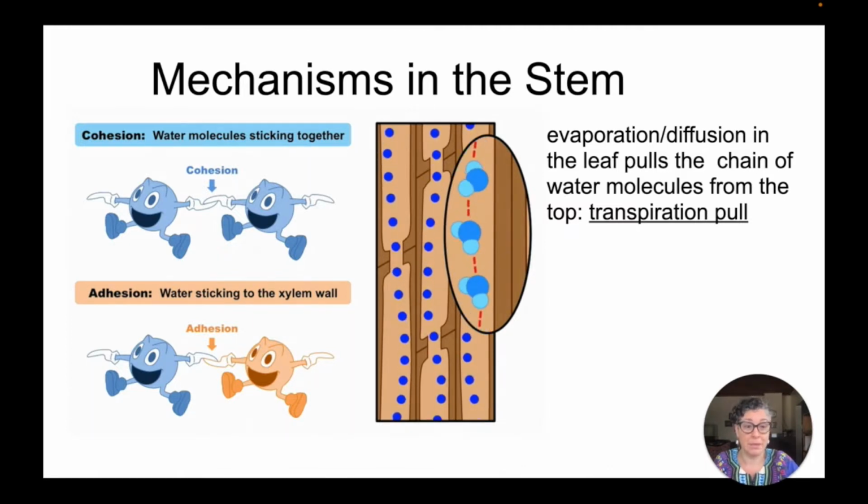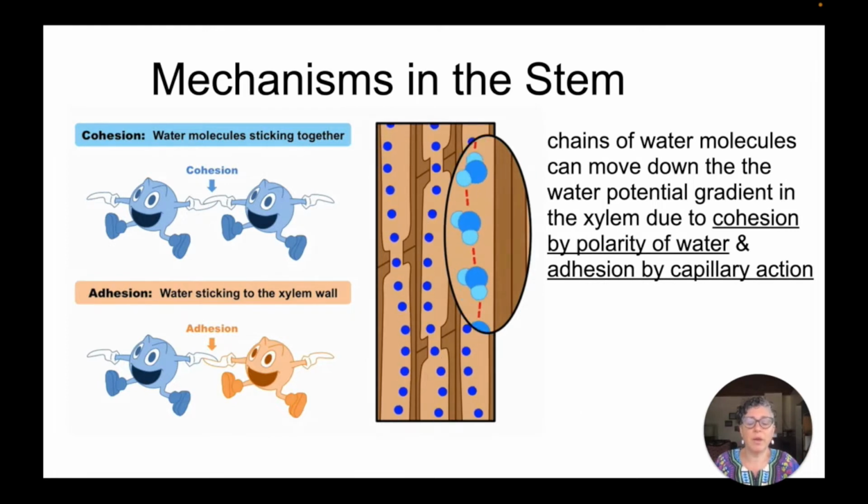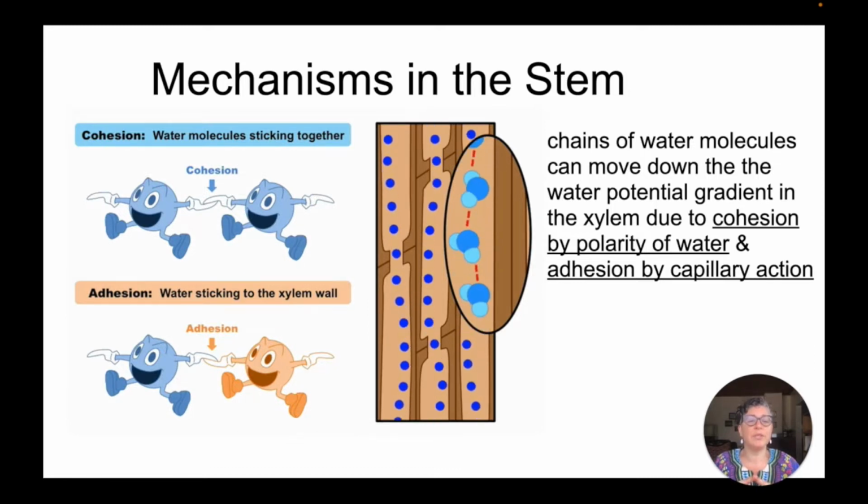But let's talk about the stem. So that was just a little review. Let's talk about the stem. So you can see here in the little animation that there are chains of water molecules that are going to move down the water potential gradient in the xylem.